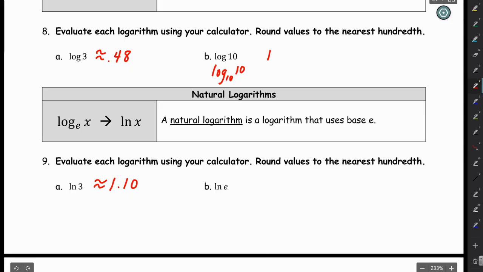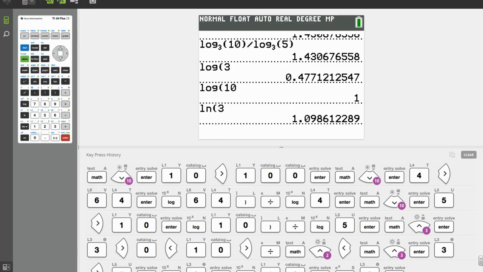And then ln of e, that's log base e of e. If you were listening to me a minute ago, you already know the answer to that. Let's put that in our calculator. ln of e, so second. Now the e button, you have to do second division symbol to get the e button.